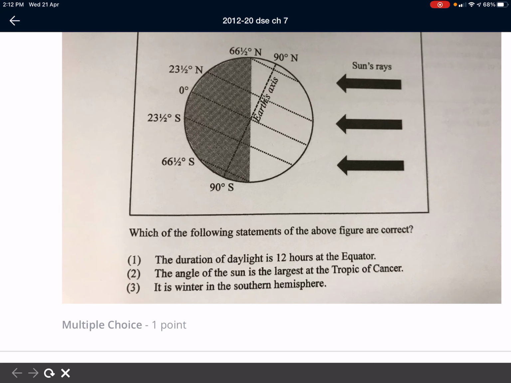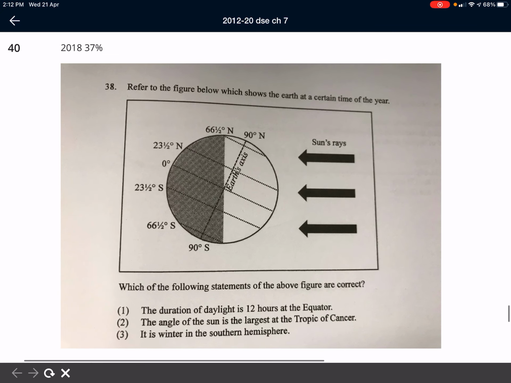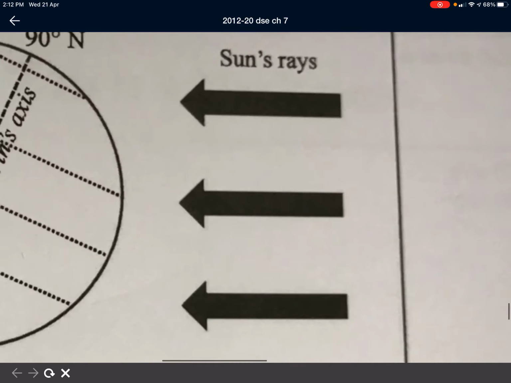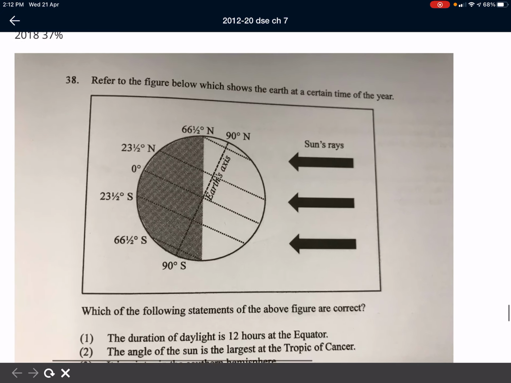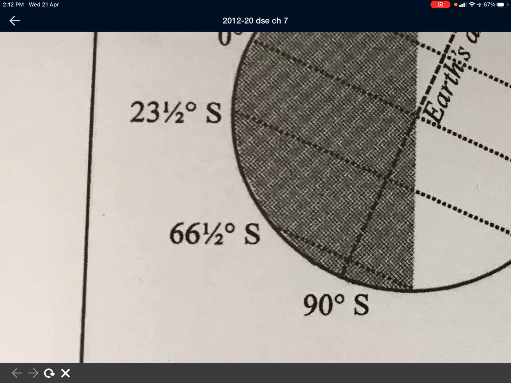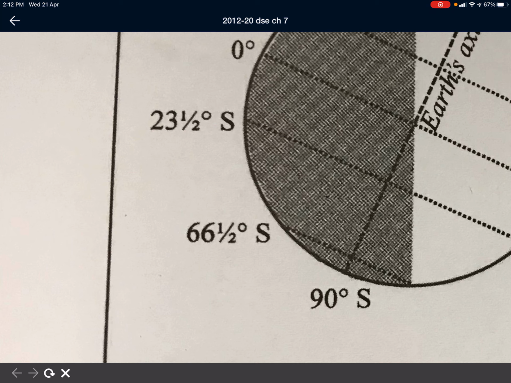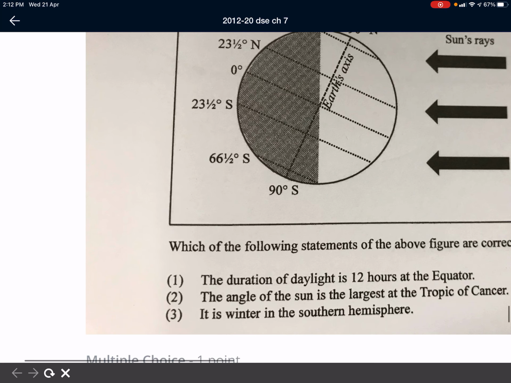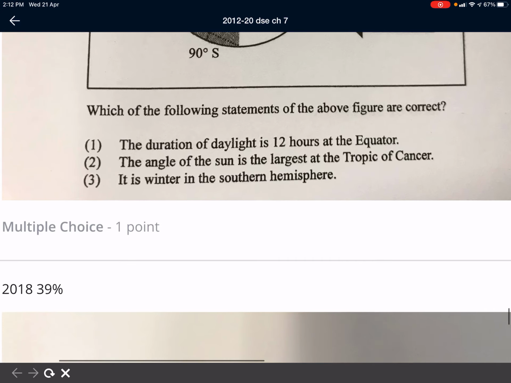How about number 2? The angle of the sun is the largest at the Tropic of Cancer. This one is right, because I've just told you about the overhead sun, the middle one, striking 23.4 degrees north, which is the Tropic of Cancer. It's winter in the southern hemisphere, also the case, because you can see a large proportion of the southern hemisphere is located in the shade. So number 1, 2 and 3 are all correct. The answer should be D.